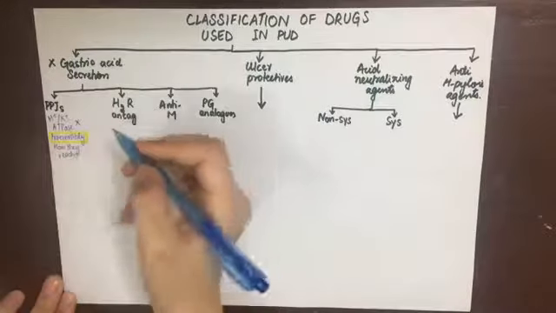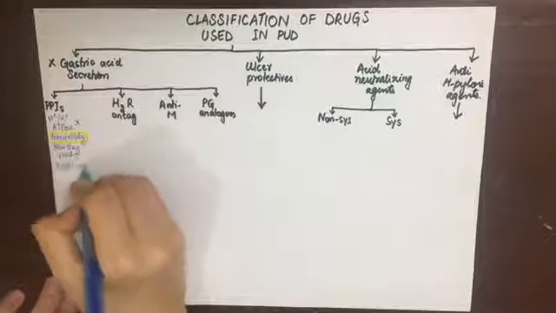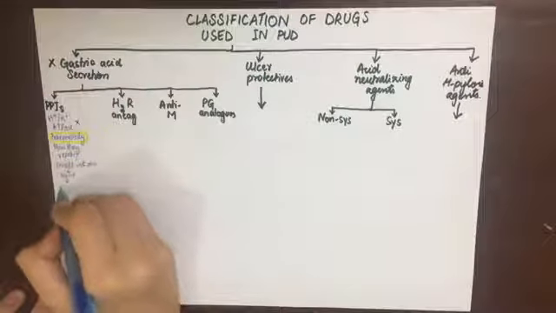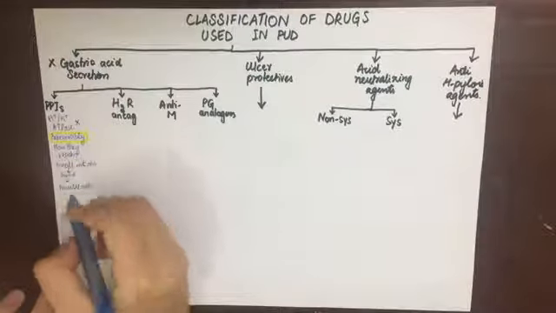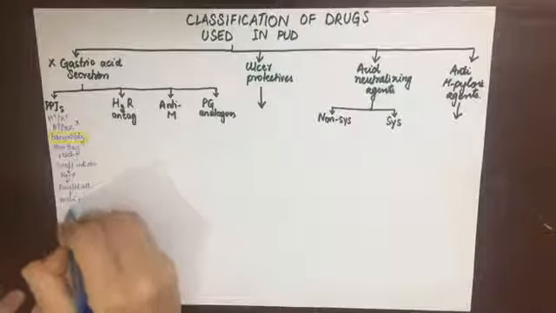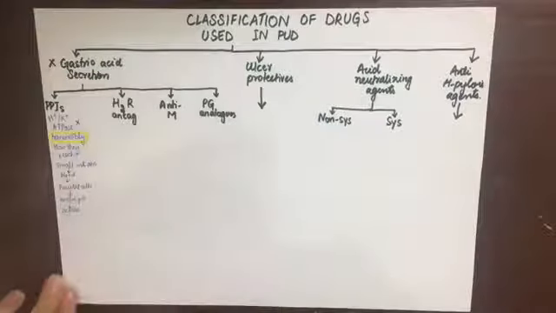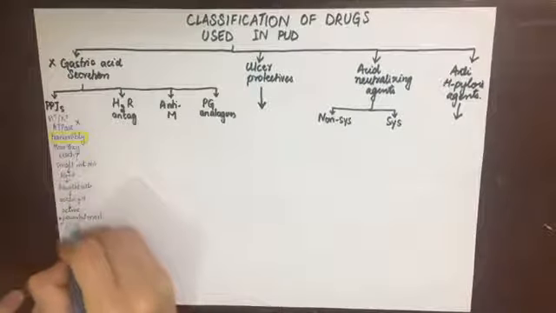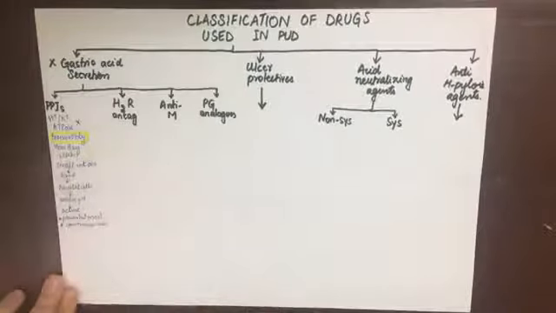How they reach this site is that they are absorbed in the small intestine because they are given in enteric-coated tablets. They diffuse to the blood and then they diffuse back to the parietal cells, and in the acidic pH they are converted into the active charged form known as sulfonamide. They are the most powerful and most commonly used drugs for peptic ulcer.